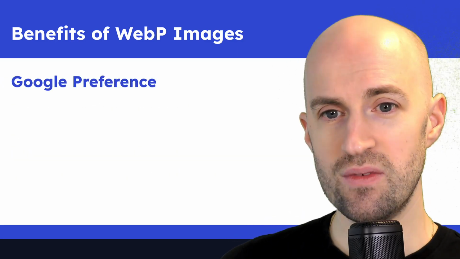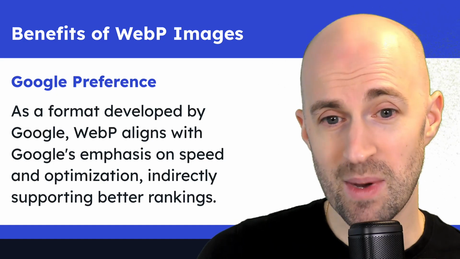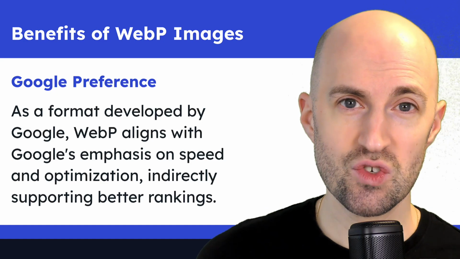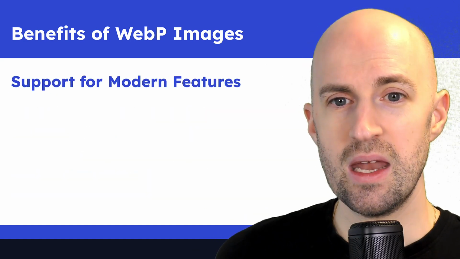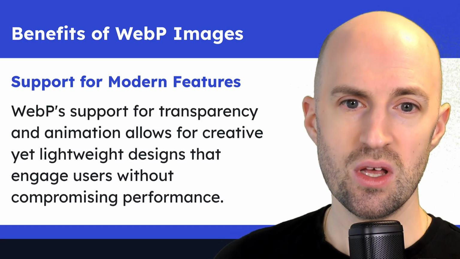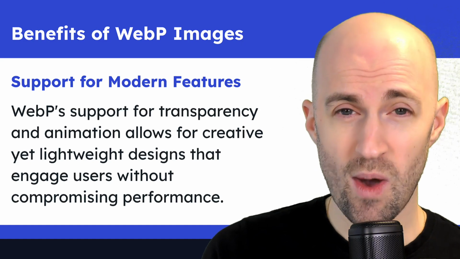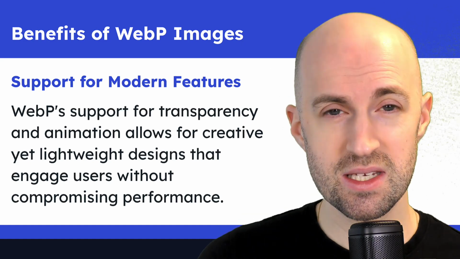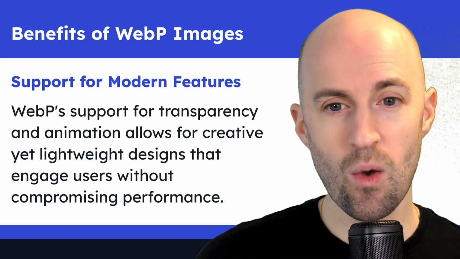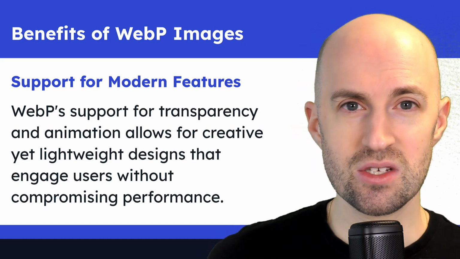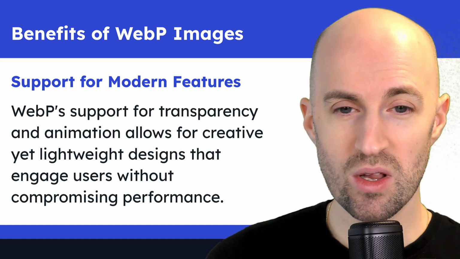Then there's Google preference. Obviously, because it's developed by Google, it aligns with its emphasis on speed and optimization, and therefore indirectly supports better rankings for your website. It also has support for modern features, like transparency, which is why we use PNG images, although PNGs are quite large, and animation, because these days we use a lot of animations on websites. But it's also quite lightweight, and that means it doesn't compromise performance while maintaining great visual quality.